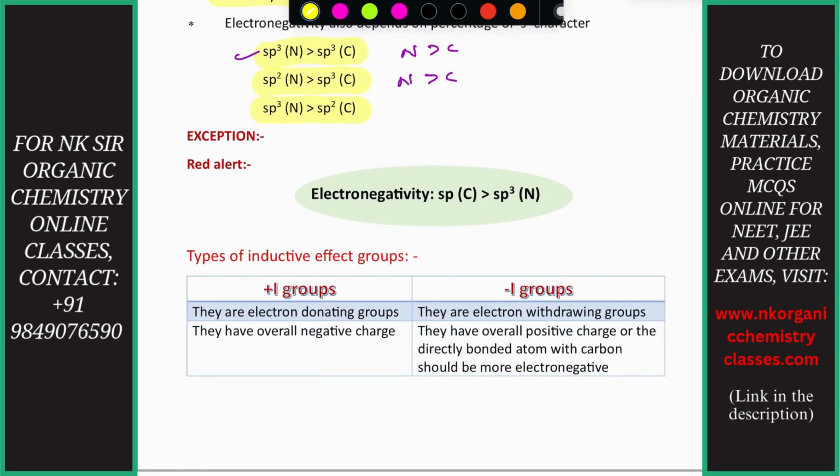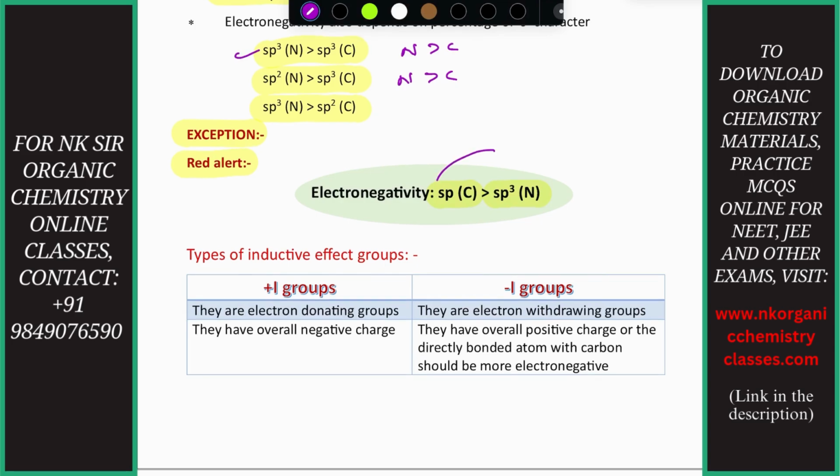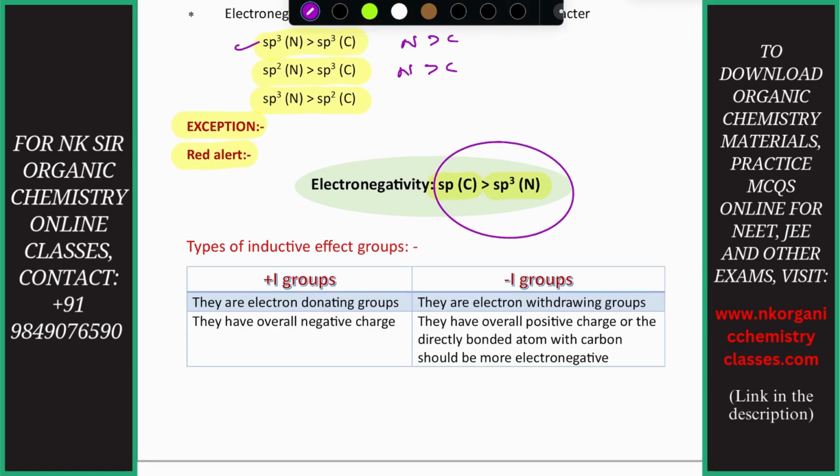But guys, one important exception is there. So it is red alert. What is that exception? sp carbon is more electronegative than sp3 nitrogen. This is the case where carbon is more electronegative than nitrogen. Which carbon? sp carbon is more electronegative than nitrogen. You may ask me, sir, why are you discussing electronegativity in inductive effect? As I mentioned already, inductive effect arises due to the difference in electronegativity only. So there is a need to discuss electronegativity.